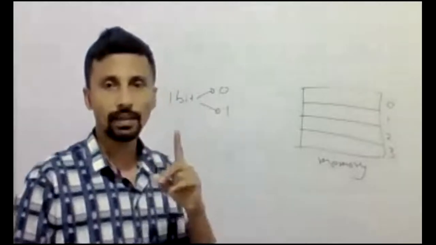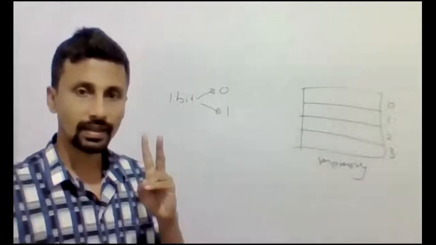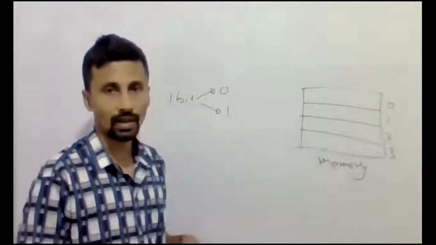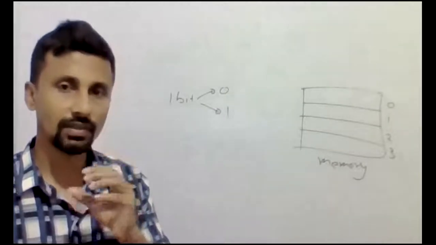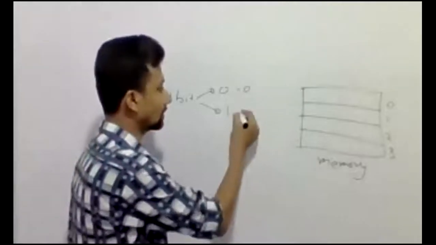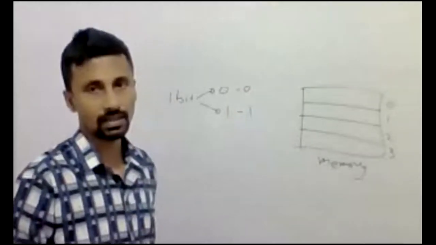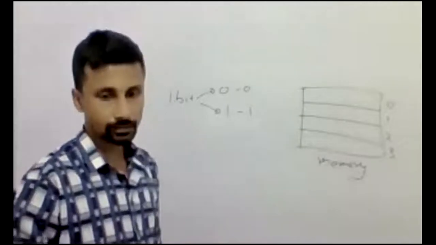If I have 1 bit, I can have only 2 values that can be represented, either 0 or 1. If I convert it to decimal, don't worry about this conversion. We will be discussing the conversion in unit 3. So we are telling this is 0, this is 1. Same thing in decimal numbers, normal numbers also we can tell 0 and 1.